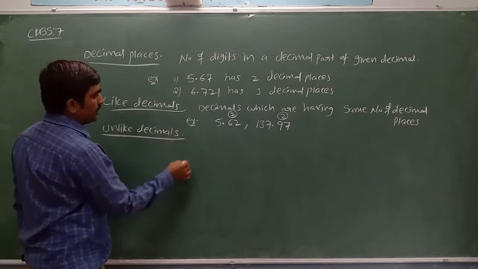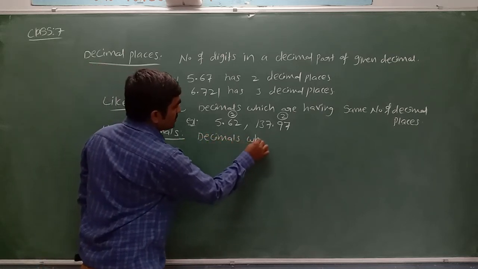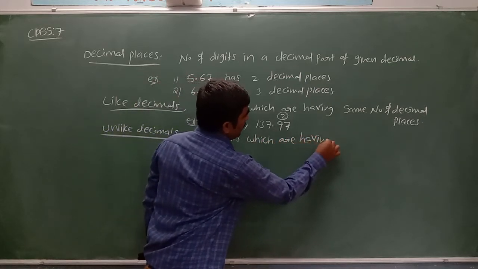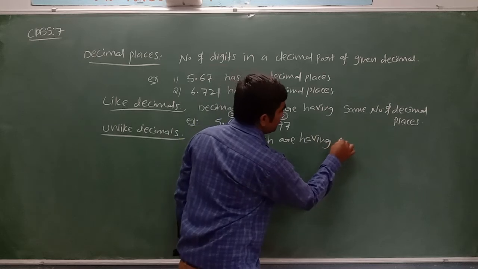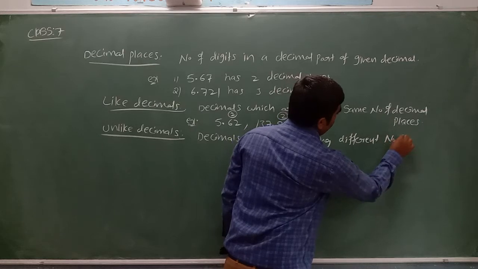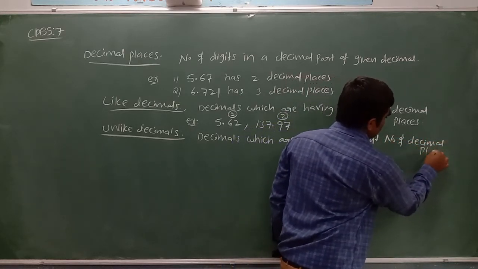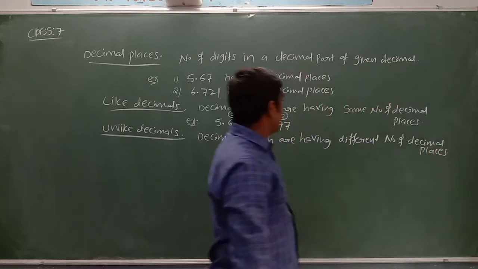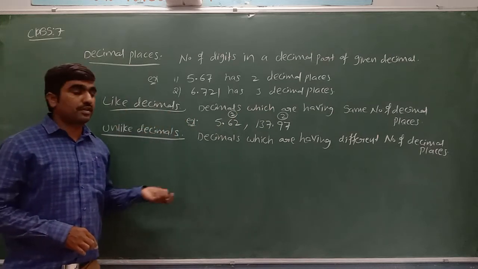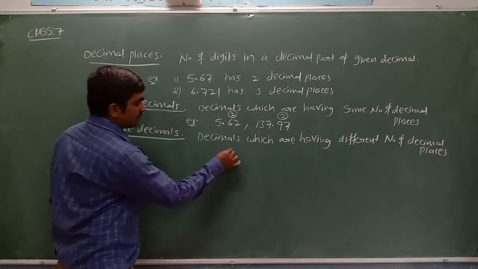Now tell me what is meant by unlike decimals. Unlike decimals are decimals which have a different number of decimal places. If decimals have the same number of decimal places, they are called like decimals. If they contain different numbers of decimal places, they are called unlike decimals.